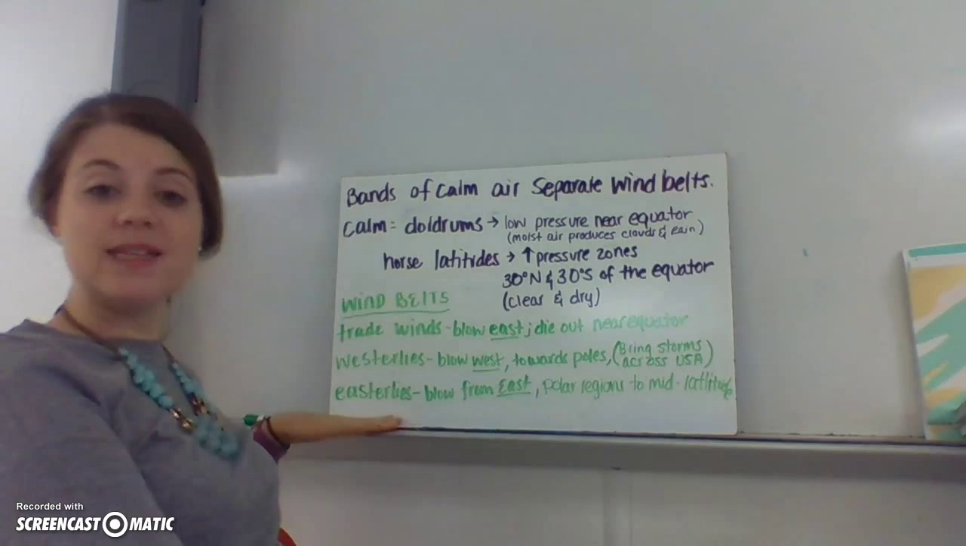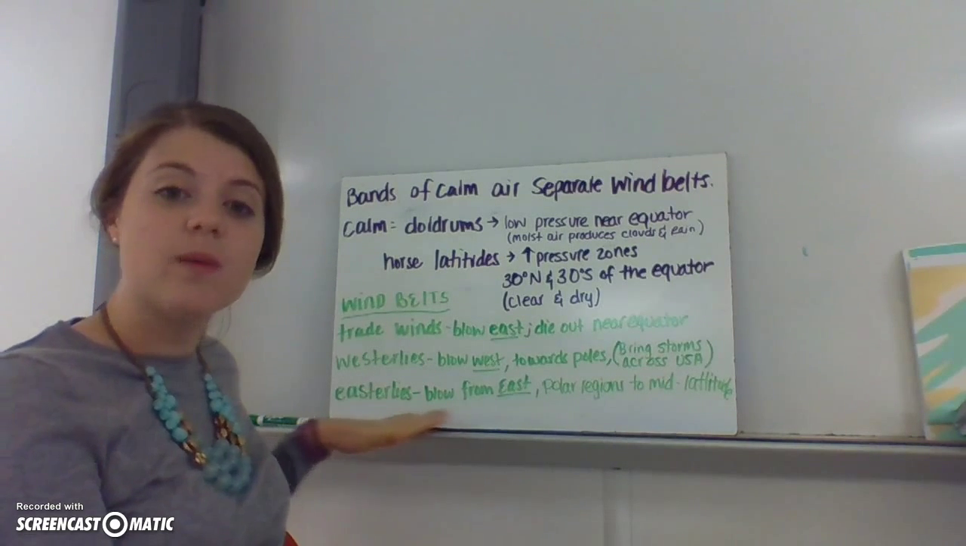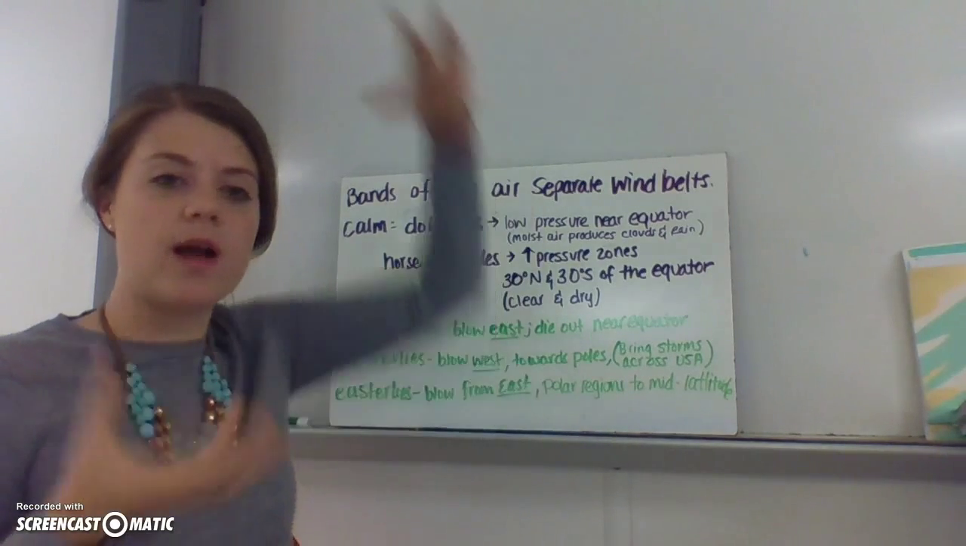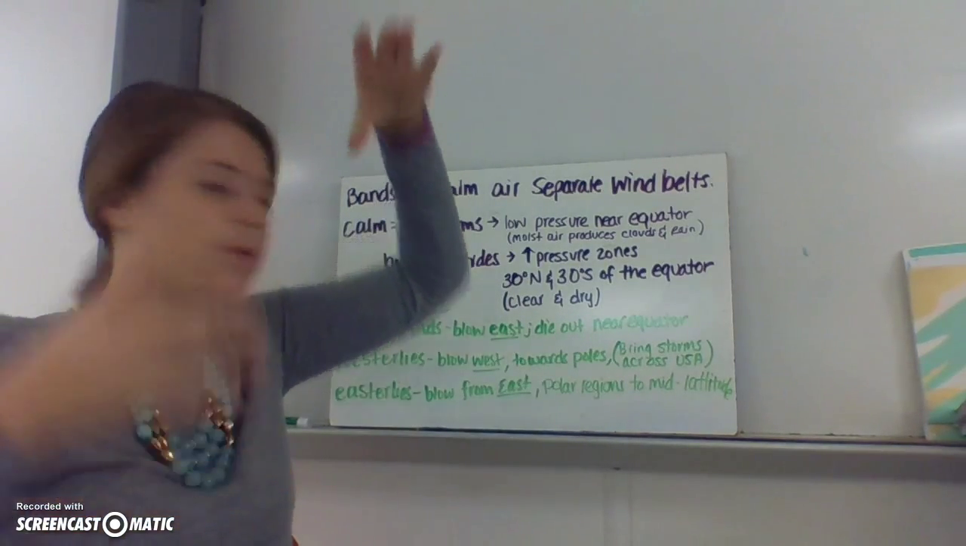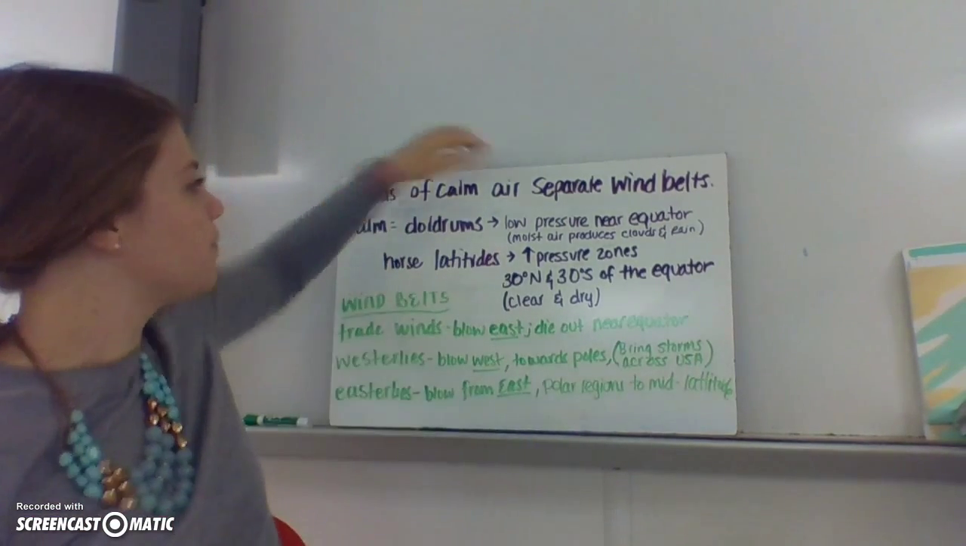And last but not least, we have the easterlies. Where do you think they might flow? Blowing from the east. In the polar regions, they flow from the polar regions to about mid-latitude. All right, and we're going to look at that on a globe as well.